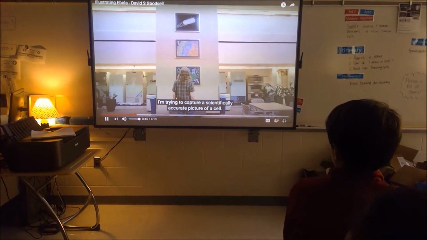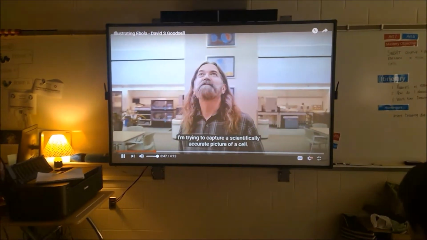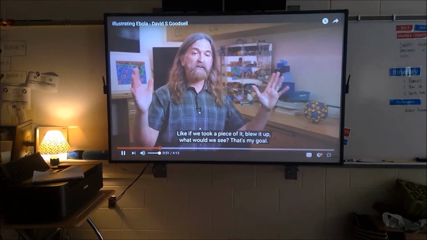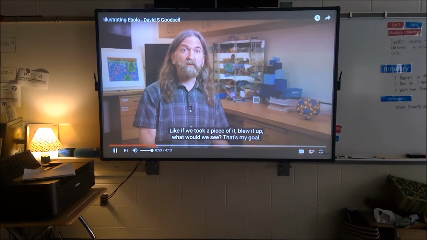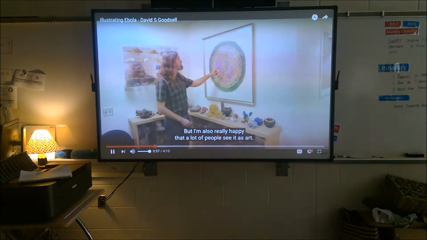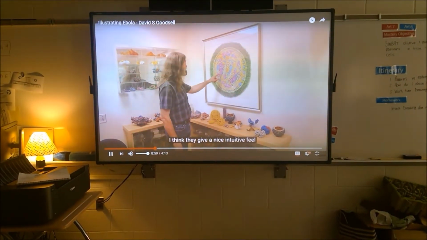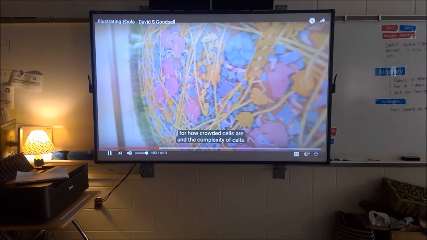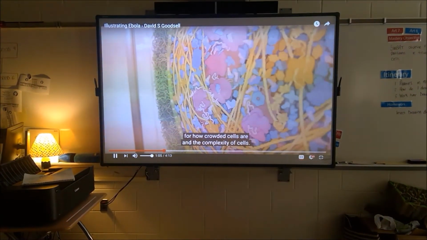I'm trying to capture a scientifically accurate picture of a cell. You know, just like if we took a piece of it, blew it up so we could see it, what would we see? That's my goal. But I'm also really happy that a lot of people see it as art. I think they give a nice intuitive feel for how crowded cells are and the complexity of cells.